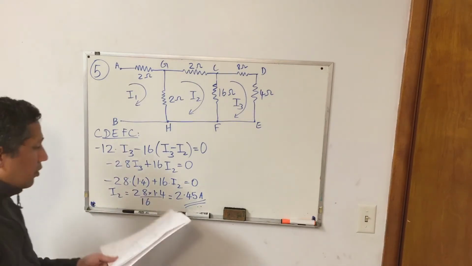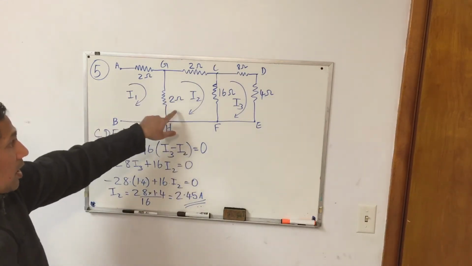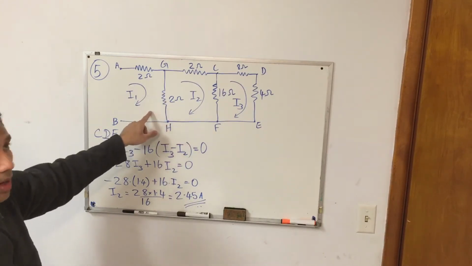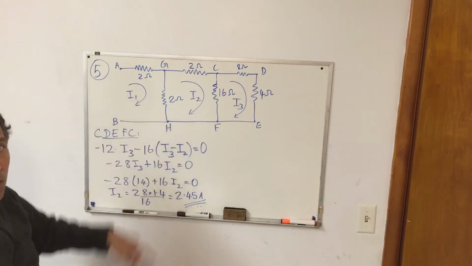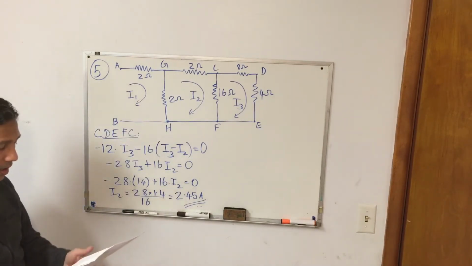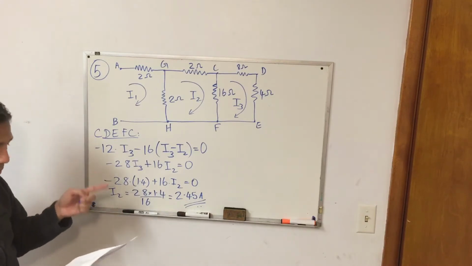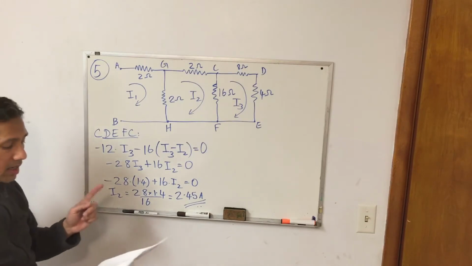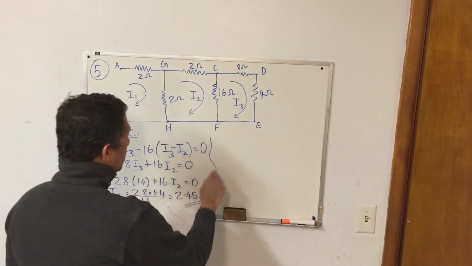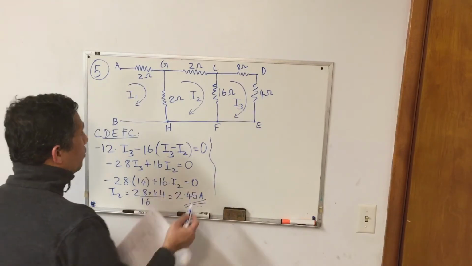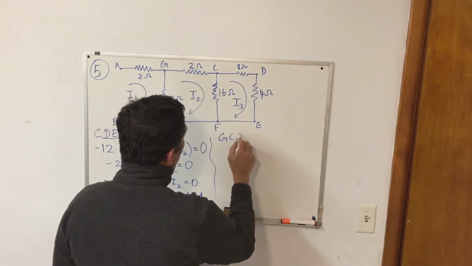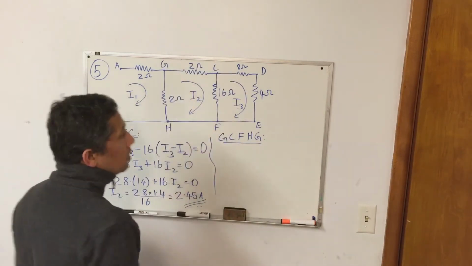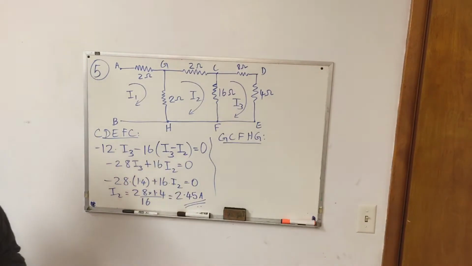How about the value of i1? So now that I know the value of i2, I know how much current goes through the 2 ohm resistor, and I can use that information to solve for the value of i1. So that's what I'll do. I'm going to go through a complete full loop here, except that in this case, since I'm interested in finding the value of i1, I'll take a different loop this time. So I'm going to consider this loop, GCFHG, complete loop.